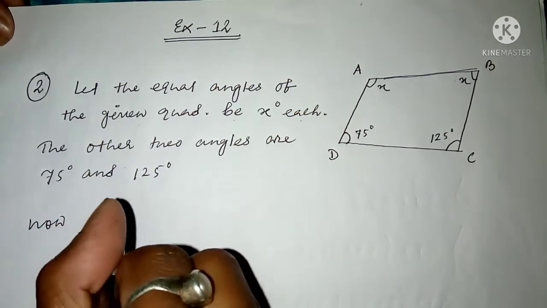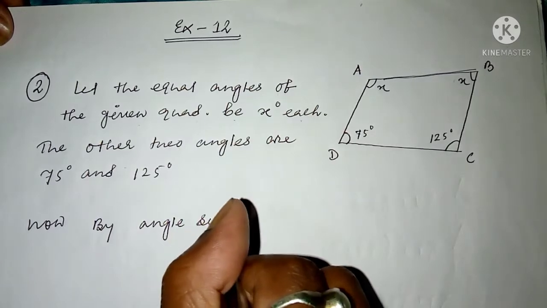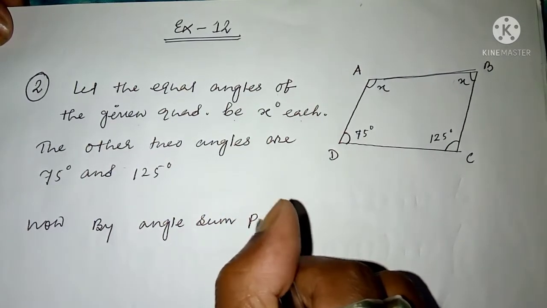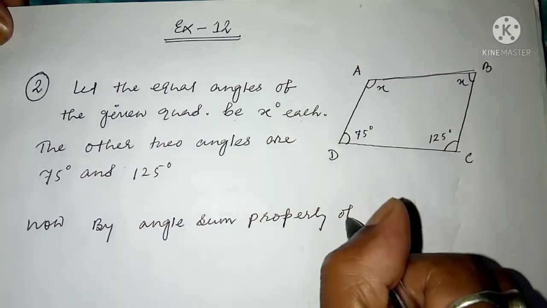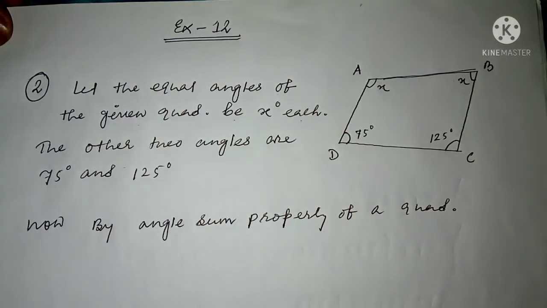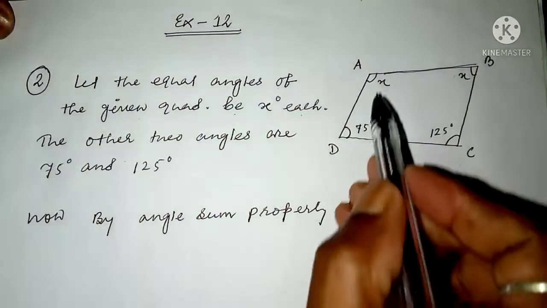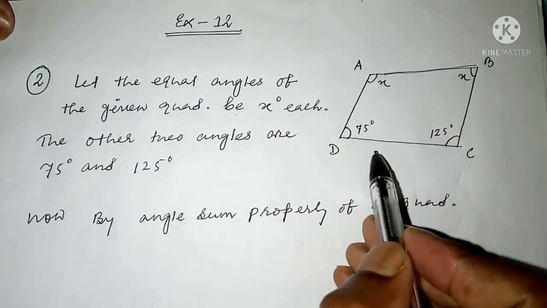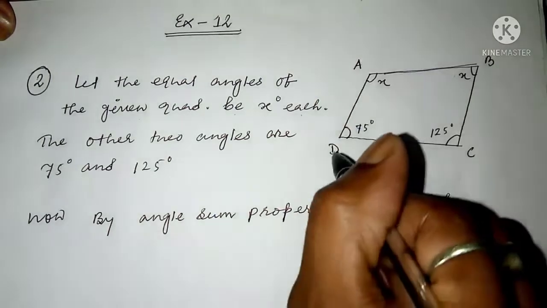So now you can write by angle sum property of a quadrilateral. By angle sum property of a quadrilateral, what I can write, the sum of all these four angles must be equal to how much? 360 degree. So I'll start from A.